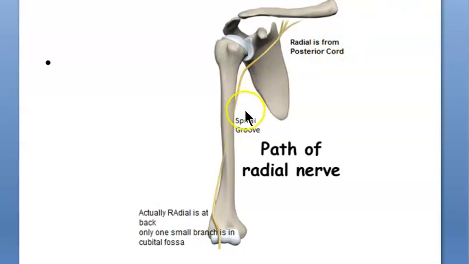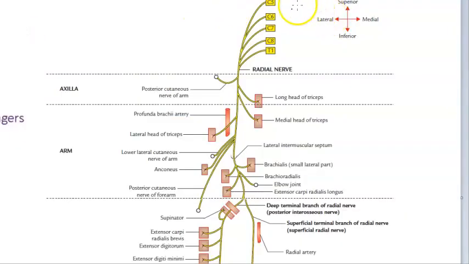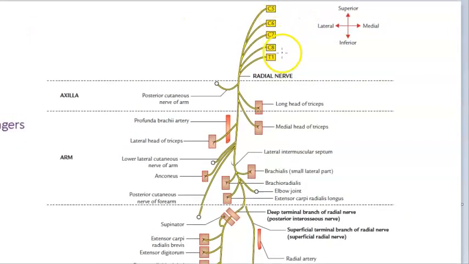Then it is going here. It is medial to the humerus. Then it is going in the spiral groove, and it is coming lateral to the humerus. The distal part of the humerus is lateral, and then it is coming here into the cubital fossa. Okay. So what happens? The roots are C5 to T1.